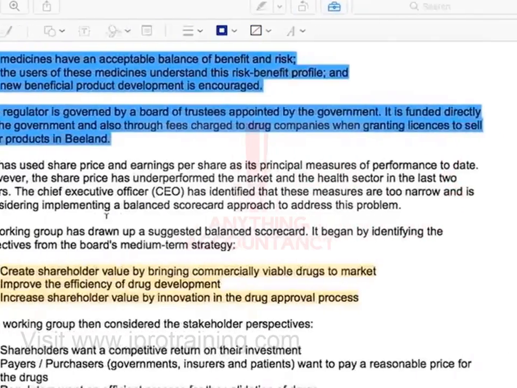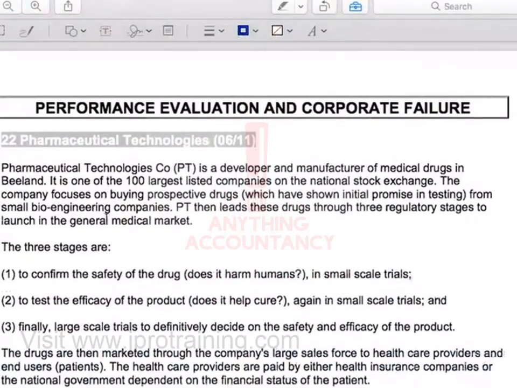Okay, let me just run through the question first before I verify everything else. Pharmaceutical Technology Companies is a developer and manufacturer of medical drugs in B-land. It's one of the 100 largest listed companies in the stock market. So it is listed, and it's obvious to refer to the stock market price. The company focuses on buying prospective drugs. Did you know you can influence the stock market by buying a drug? Look at the stock market. Whenever somebody goes and negotiates to buy somebody else, what will happen to the share price? It'll jump.